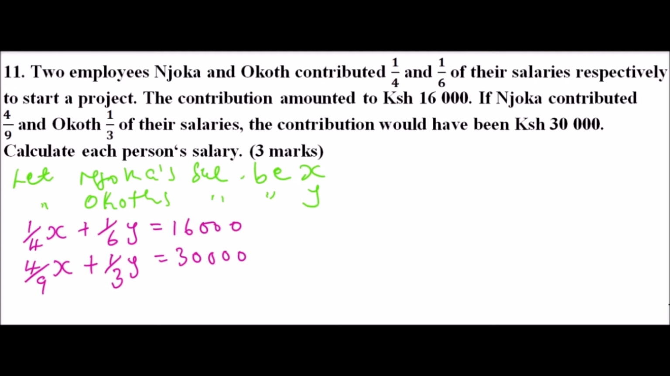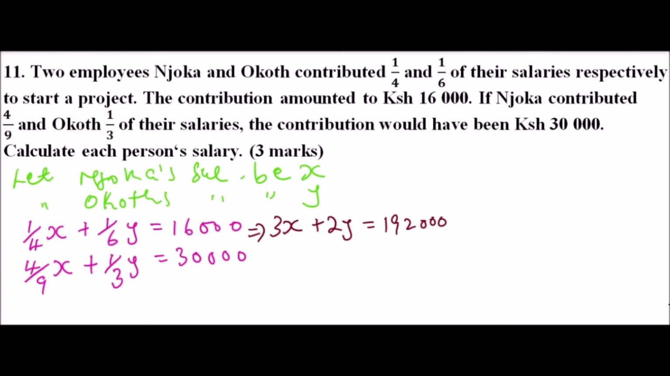Then from there, we need to remove the fractions so that we'll be able to solve. This implies that the LCM of 4 and 6 is 12. So if we multiply each and every term by 12, here it will be 3x, and here it will be plus 2y. 16,000 when you multiply by 12, you should get 192,000. So you use your calculator.